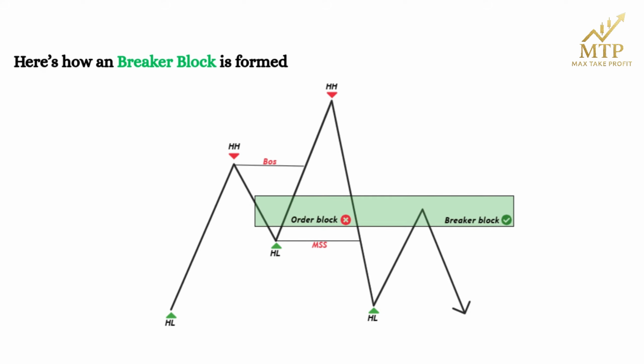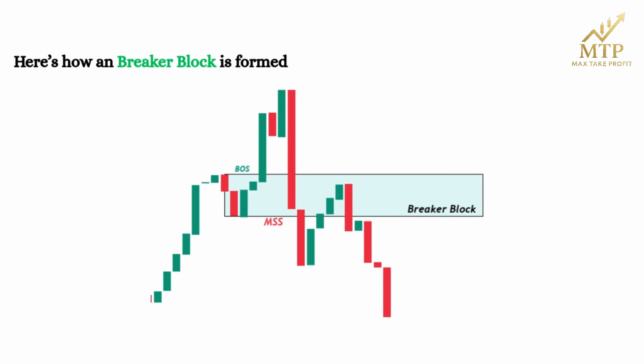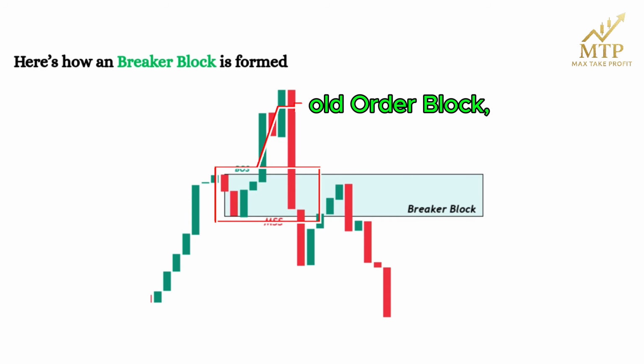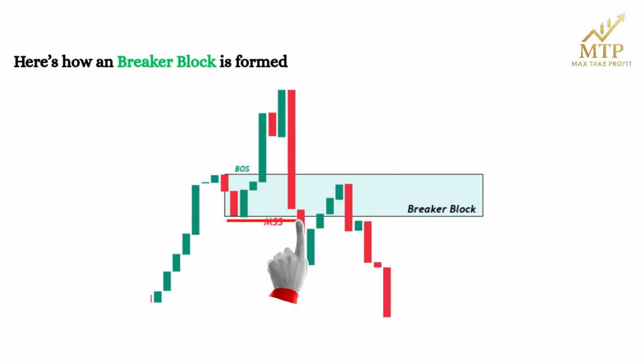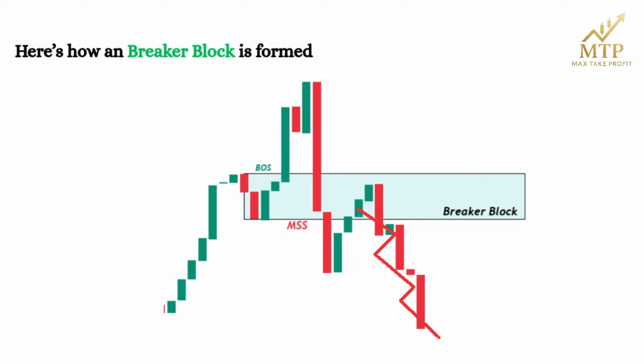Now that we understand how a breaker block forms using the diagrams, let's look at a real chart example to see how it actually plays out in the market. Here on the chart, we can see exactly the same steps we saw in the diagram. You can clearly spot the old order block, the break of structure, and then the price coming back to retest the zone which becomes our breaker block. Also notice how the price reacts on that retest before continuing its move.